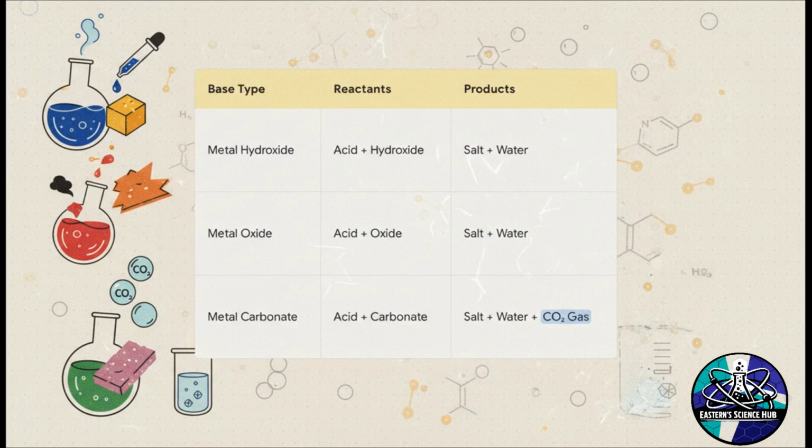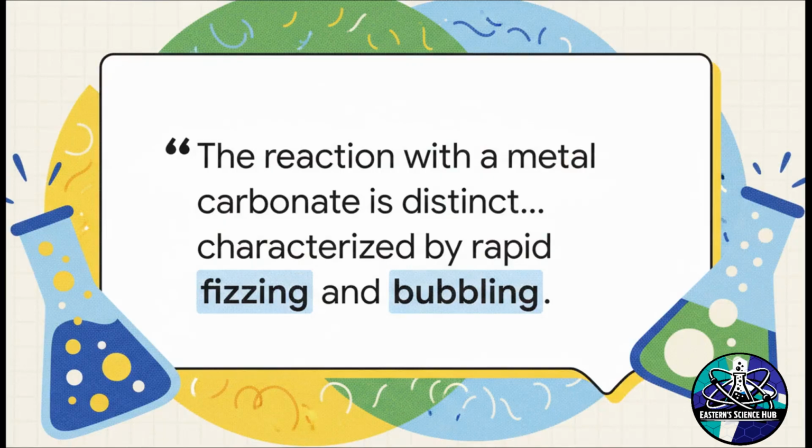If your base is a metal carbonate, you get a surprise. You still get your salt and your water, but you get a third product too, carbon dioxide gas. And this is something you can actually see. The production of that carbon dioxide gas isn't quiet. It shows up as fizzing, as bubbling. It's quite dramatic. This is a fantastic clue for a chemist. If you add an acid to some unknown white powder and it starts fizzing like crazy, you can be pretty sure you're dealing with a metal carbonate. It's a perfect example of how an equation on paper connects to a real observable event in the lab.